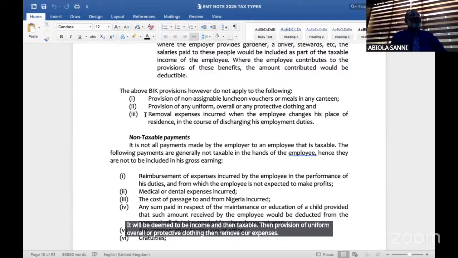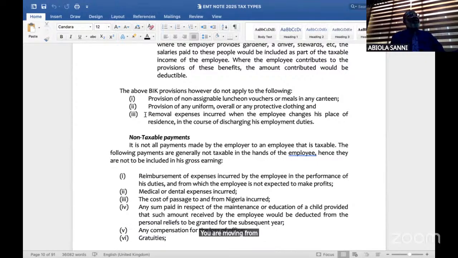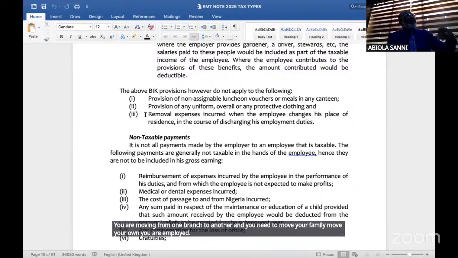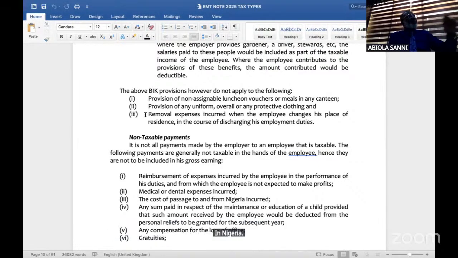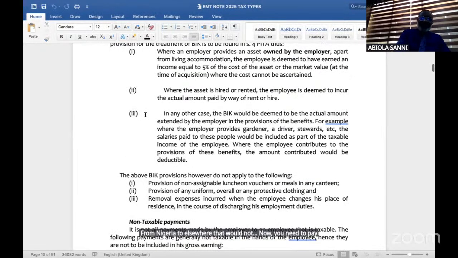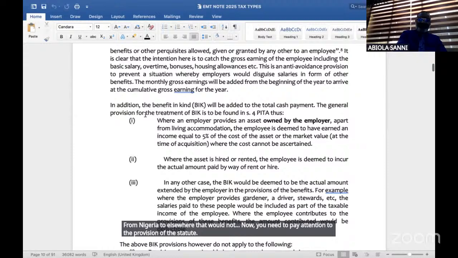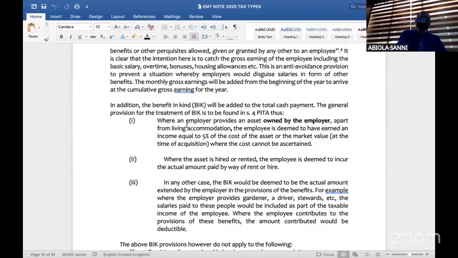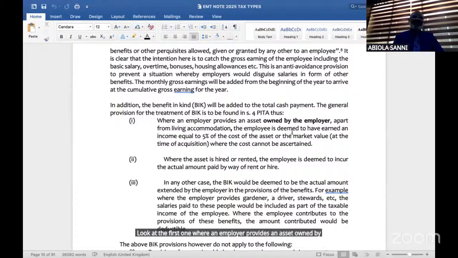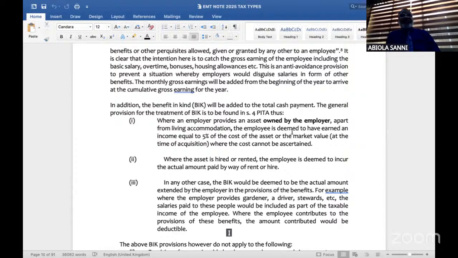You are moving from one branch to another and you need to move your family, or you are employed in Nigeria, you need to move from wherever you are to Nigeria or from Nigeria to elsewhere. That would not be taxed. Now, you need to pay attention to the provision of the statute. Look at the first one, where an employer provides an asset owned by the employer. I emphasize it for a purpose.